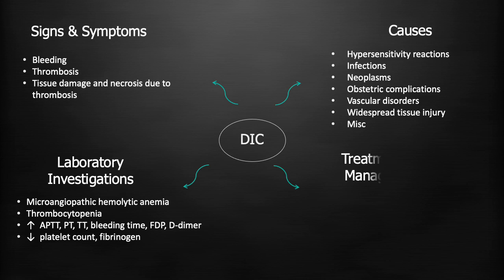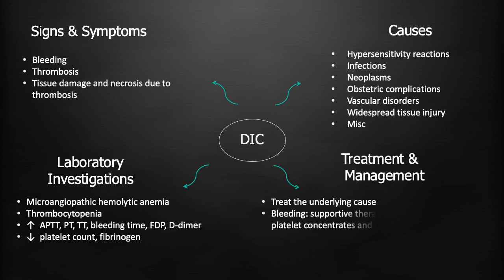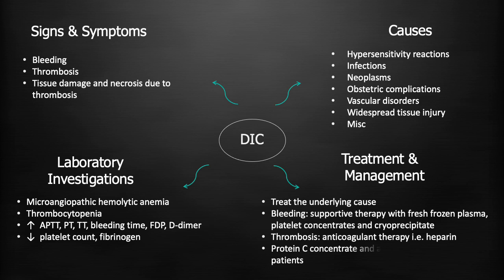And how do we treat DIC? First, we have to treat the underlying cause. And then for bleeding patients, we give supportive therapy with fresh frozen plasma, platelet concentrates, and cryoprecipitates. While in thrombotic patients, anticoagulant therapy such as heparin may be used. Protein C concentrate and antithrombin can also be used in selected patients.